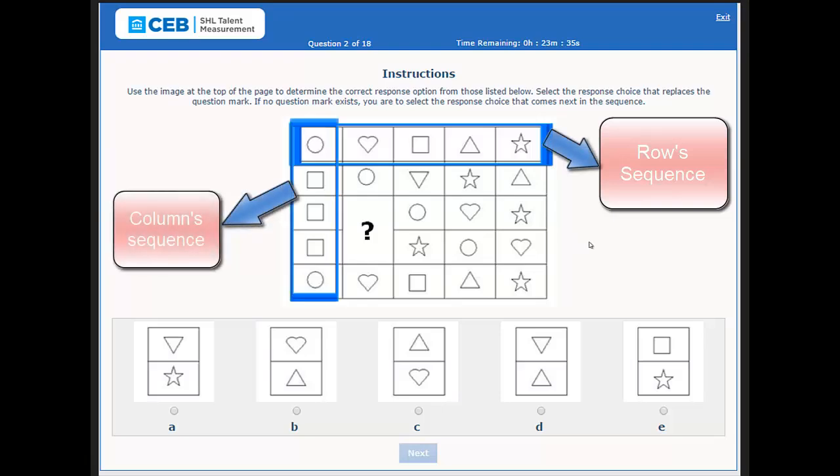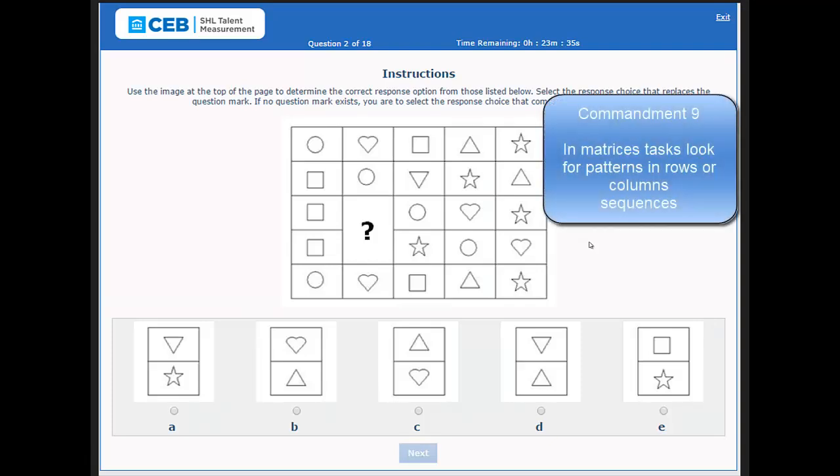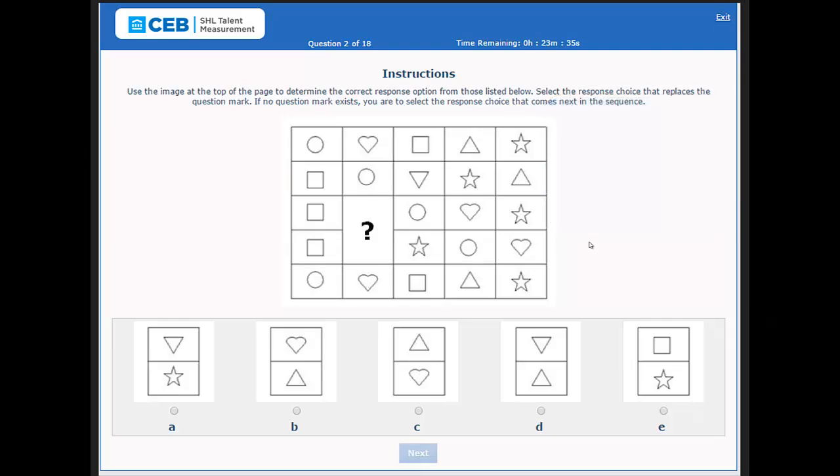In this particular occasion, it is much simpler to detect a pattern inside the matrix if we analyze the sequences of the rows rather than the sequences of the columns. If we observe the matrix again, we see that we have three complete sequences of rows from which we can infer the pattern. If we observe the sequence of objects in the first row, we see a circle, a heart, a rectangle, a triangle, and a star shape.